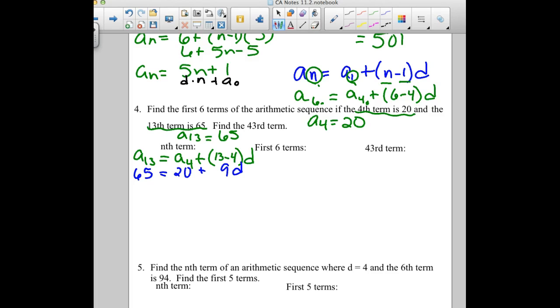So from this, can we figure out what that common difference value is? If we subtract 20, we have 45 equals 9d, so d has to be 5. Okay. Now I can work back from that and figure out what my first term is. Using this same analogy right here, if I want my first term and I know my 4th term, how many common differences do I need to add in? I need 3. I'm going to write it as 4 minus 1 so you can continue to see that pattern. So it's always this subscript minus that subscript.